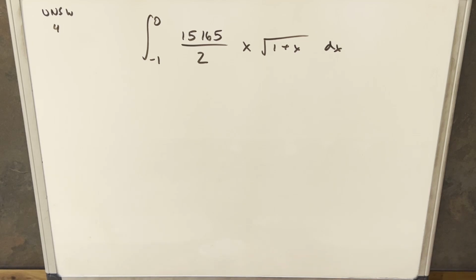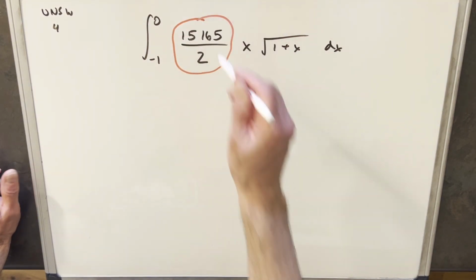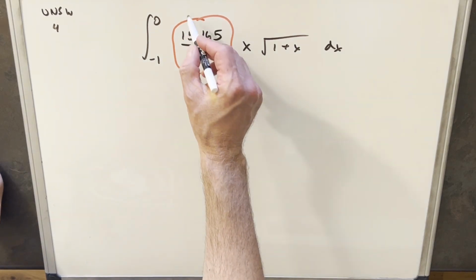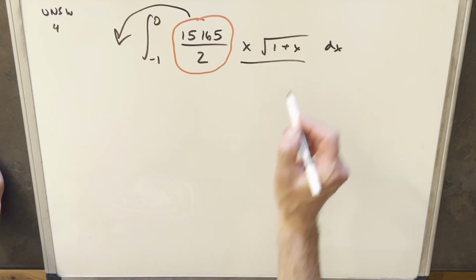Okay, right away, the first question I had is, what is this doing here? Why is there 15165 and what does it mean? I was thinking at first maybe it's a perfect square, but it's not. Well, we're going to have to come back to that. So to start, I'm just going to bring that outside the integral. That's just a number, and we'll deal with this piece.